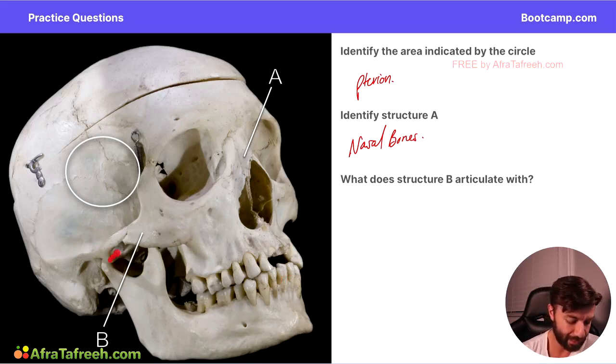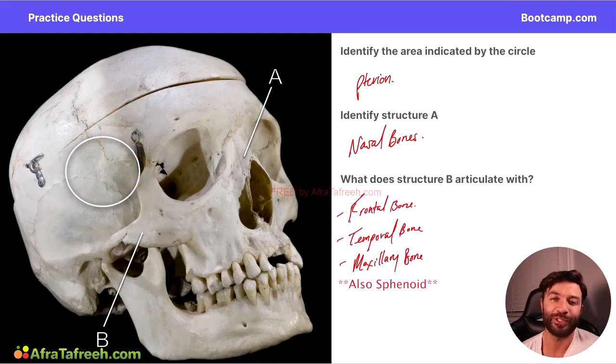We have the temporal bone back here. Remember, we have that zygomatic process. We also have the maxillary bone anteriorly with that zygomatic surface of the maxillary bone. And then up here, we have the frontal bone articulating with that zygomatic bone. So we have frontal, temporal, and maxillary bone.